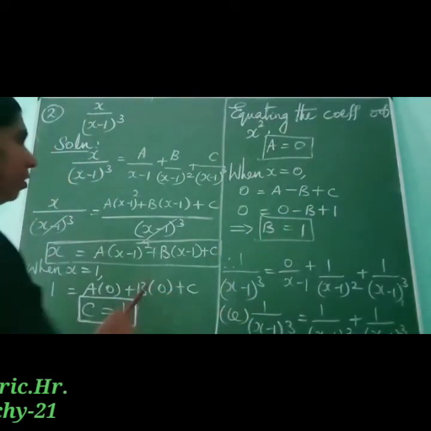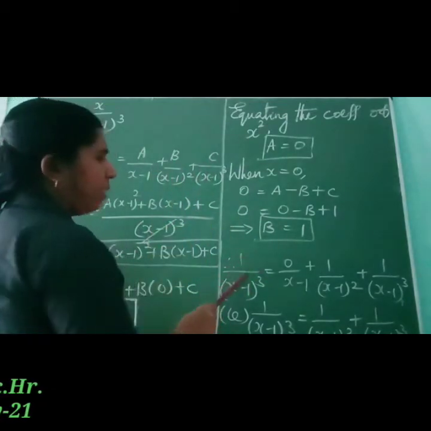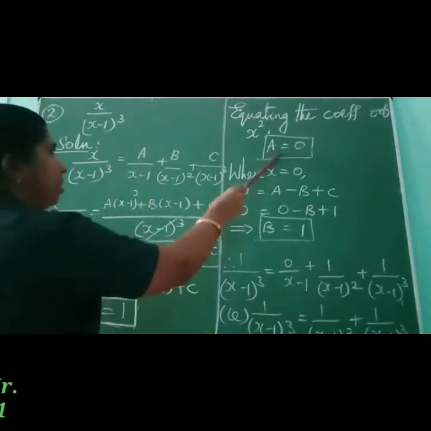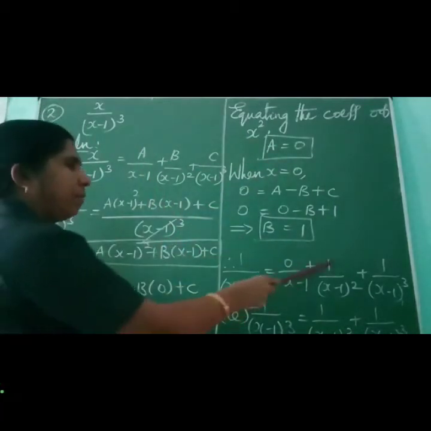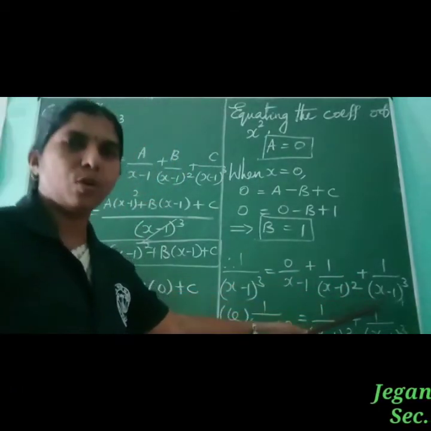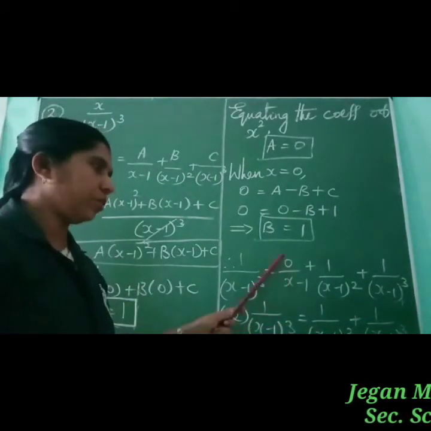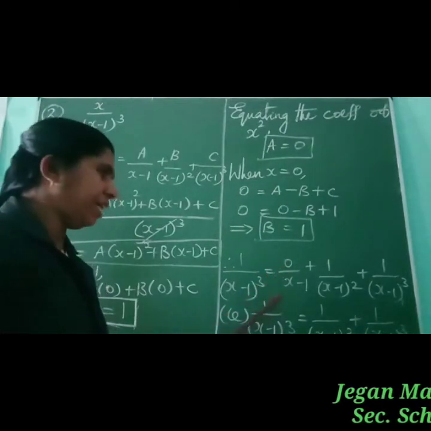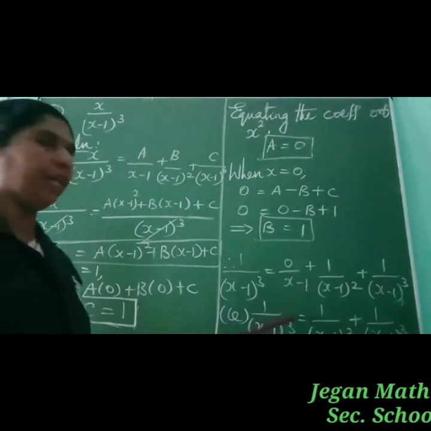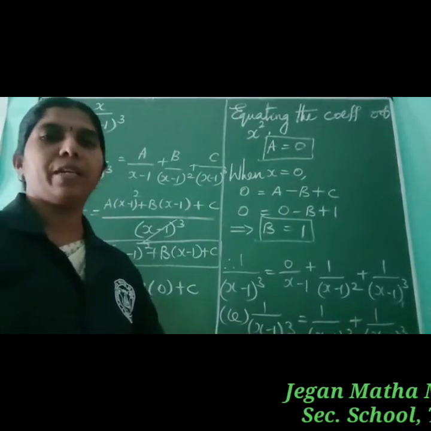After finding the values of a, b, c, replace a, b, c. 1 by x minus 1 the whole cube equal to a is equal to 0, 0 divided by x minus 1, plus 1 divided by x minus 1 the whole square, plus 1 divided by x minus 1 the whole cube. So we know 0 divided by any value is 0 only. So that term you can cancel. The remaining values you can write for the conclusion. Therefore 1 by x minus 1 the whole cube equal to 1 by x minus 1 the whole square plus 1 by x minus 1 the whole cube.